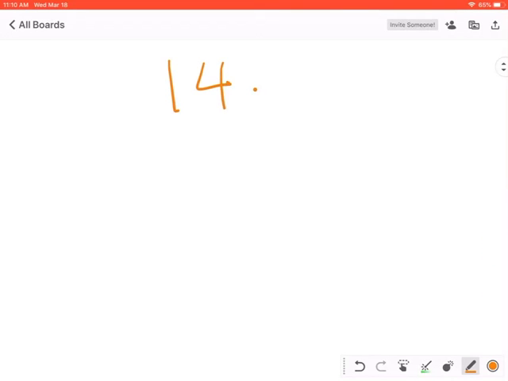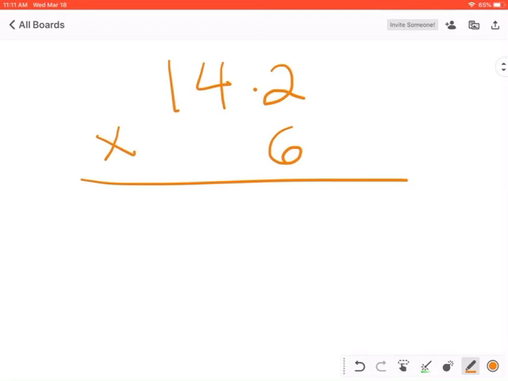Let's look at the next problem. 14 2/10 times 6. Some people like to swoop in the beginning of the problem and then have that in at the end. So you could count at the beginning or at the end. In this problem, I'll count in the beginning and multiply out my numbers.